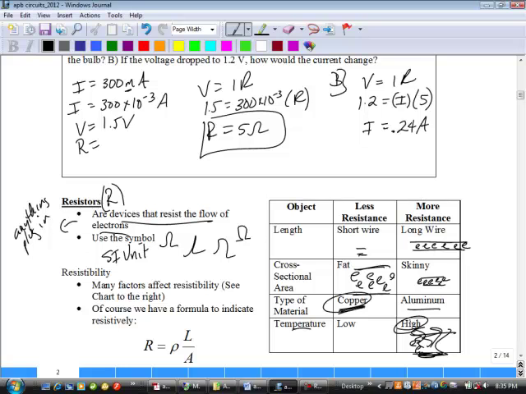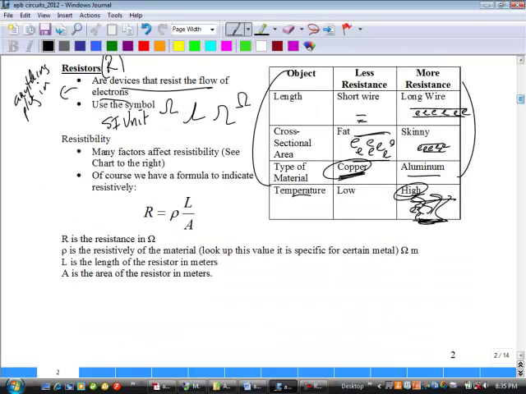If we look at these first three things, there is an equation that you need to know for resistance. And this is what it is. Resistance of a wire is equal to rho, this constant, times L over A. This rho value is the resistivity of the material. It's going to be a specific value. L is going to be the length of the resistor, and A will be the area of the resistor. Again, both of those need to be in meters.